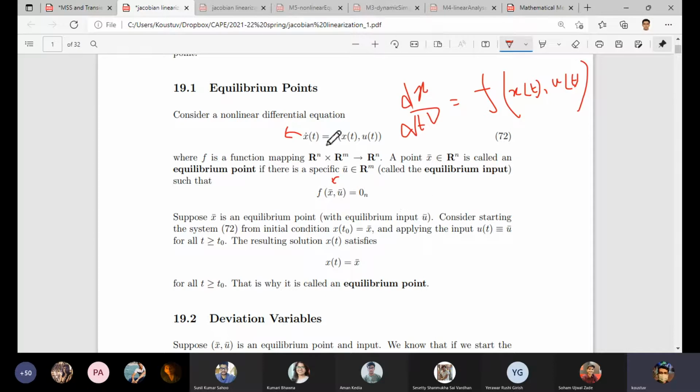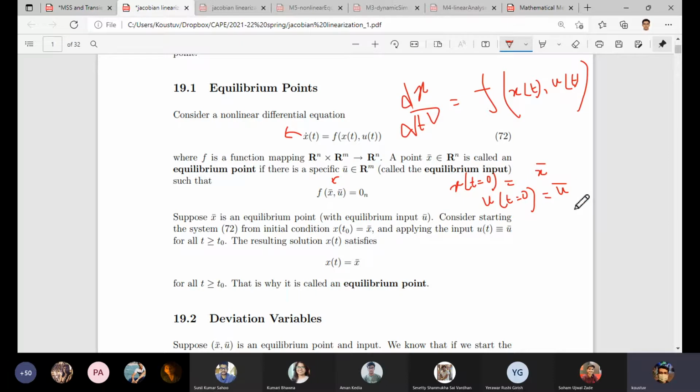For any such differential equation, x dot(t) which is a function of x(t) and u(t), if we start integrating, we need some initial conditions. So there should be x at t equal to 0, and u at t equal to 0. This has to be specified. Now, what if we start them at x bar and u bar? The initial condition is basically the steady state point values.